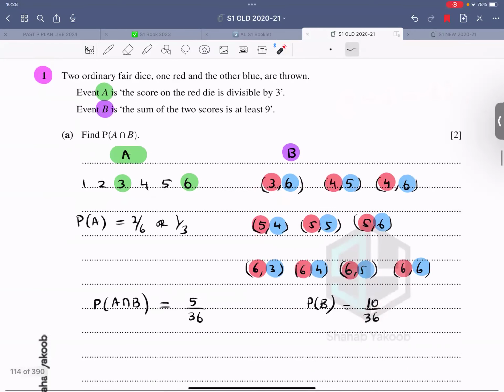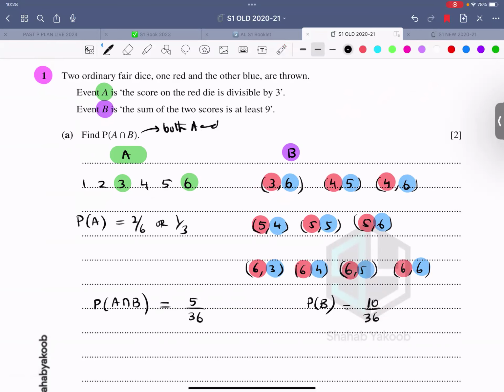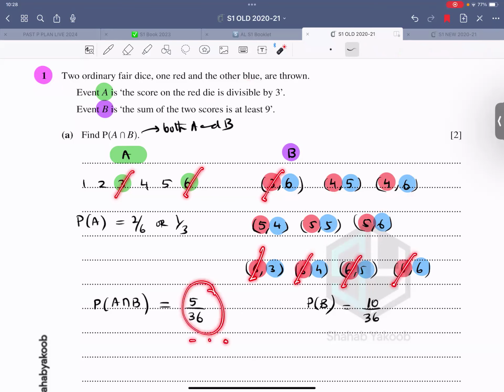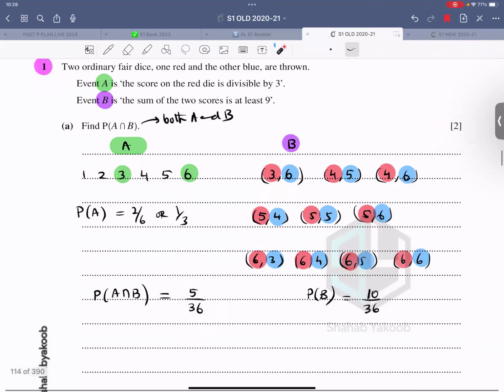Now, how do I find the common one? A intersection B means both A and B. So now the common ones, that is why I have written it. This is for red die and this is for blue die. Red, blue, red, blue, red, blue. I have written it all along. So now how many of them have the number 3 from red or the number 6 from red? So that's 1, that's 2, that's 3, that's 4, that's 5. So 5 of them are there. That is the intersection. So that is the answer for 2 marks, but this whole working has to be done.